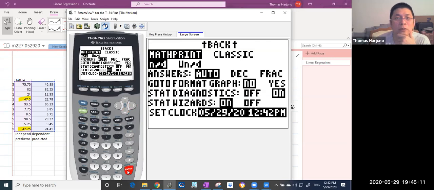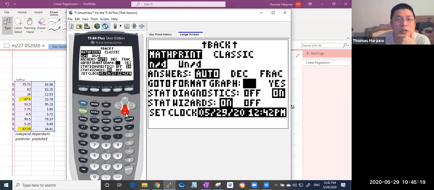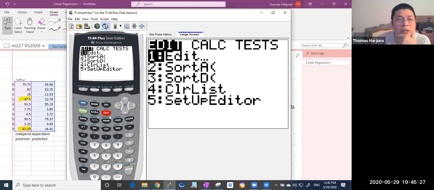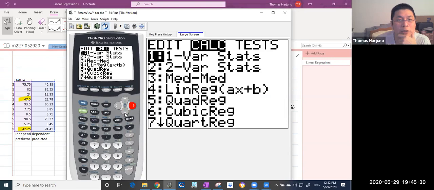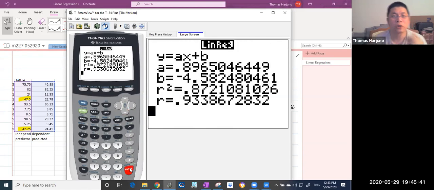Yeah, turn it on. So I go to mode again. I go to mode, go down to stat diagnostic, and then turn that on. This one here, stat diagnostic, turn that on. Okay. Now then you go back to that stats, calculate linear regression. So it will give you not only the slope and the y-intercept of that linear regression line, it also gives you the R squared and the R.